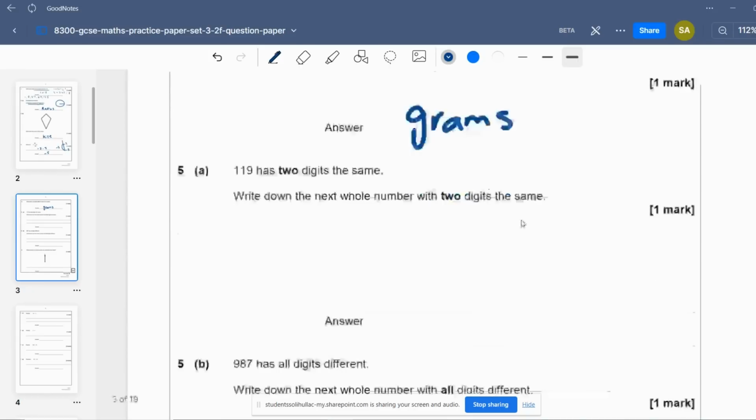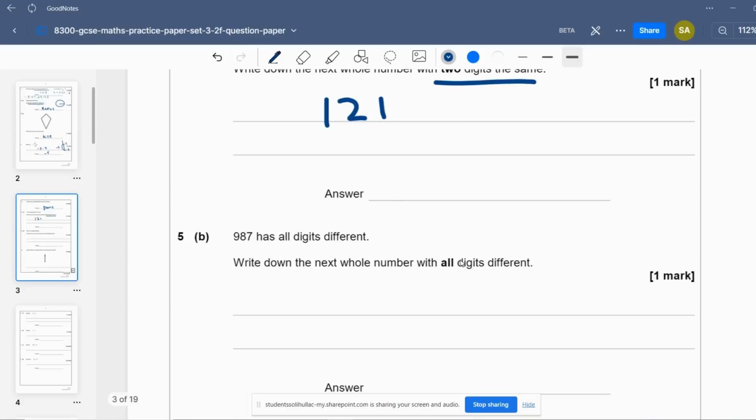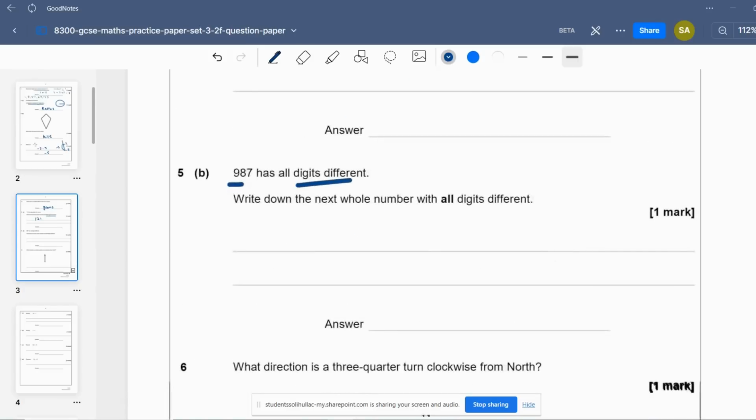119 has 2 digits the same. Write down the next whole number with 2 digits the same. After 119, that can be 121, which has 2 digits the same, like 1 and 1 are the same here. 5b says 987 has all digits different. Write down the next whole number with all digits different.